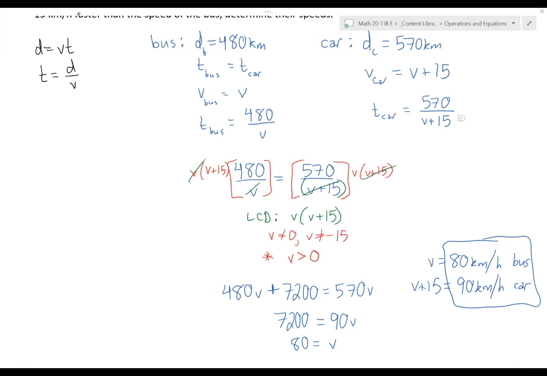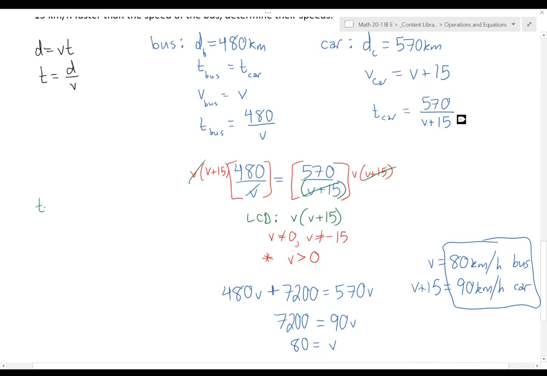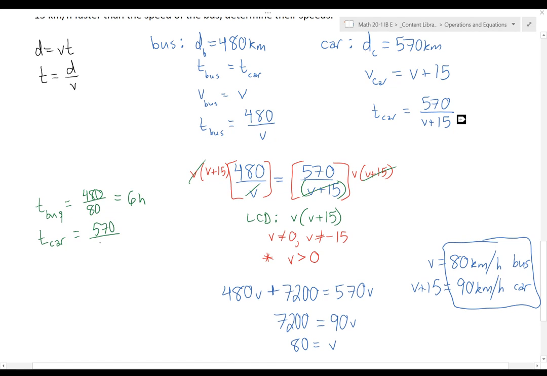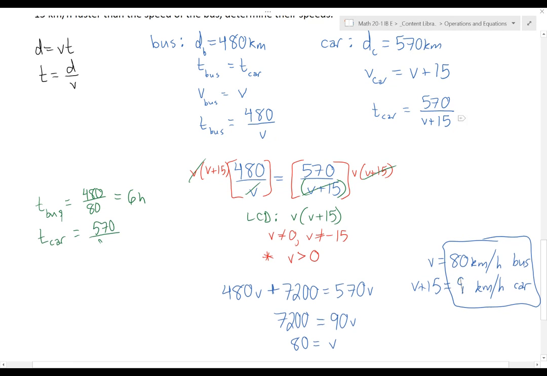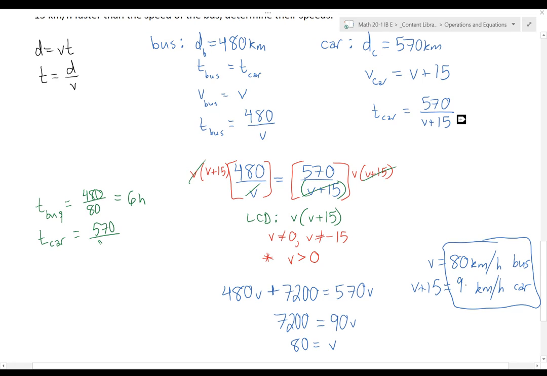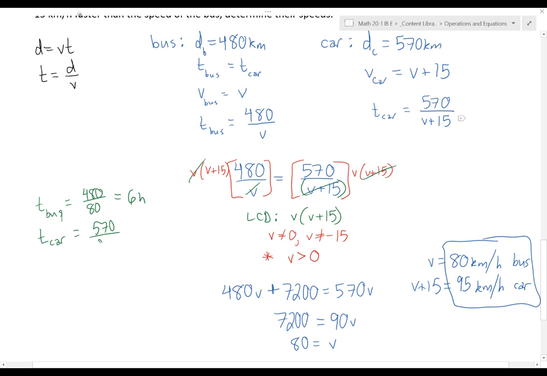So for example, the time for the bus was 480 divided by now the number I know, which is 80, I get 6 hours. And if I do the time for the car, which was 570 kilometers, at what I wrote 90, but that's actually 95. So if I have 95 kilometers per hour and I divide 570 by 95, I get 6 again. And so that means that this works out.